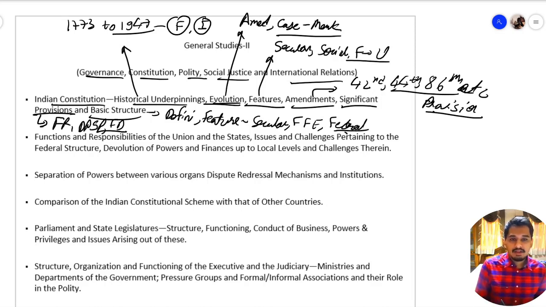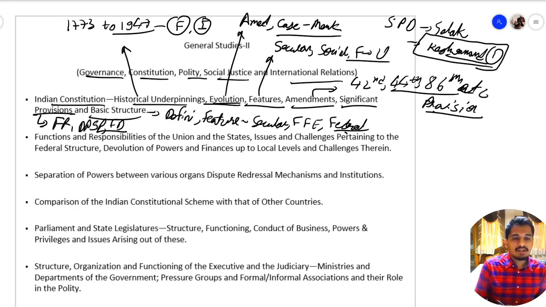And then you should know about the timeline, that the basic structure, how it evolved with various cases. Like we have Shankari Prasad Deo case, then we have Golaknath case, then we had at last Keshwanand Bharti case. So in this Keshwanand Bharti case, the judiciary derived the basic structure of the constitution. So this timeline should be known to you, along with a special focus on Keshwanand Bharti case.